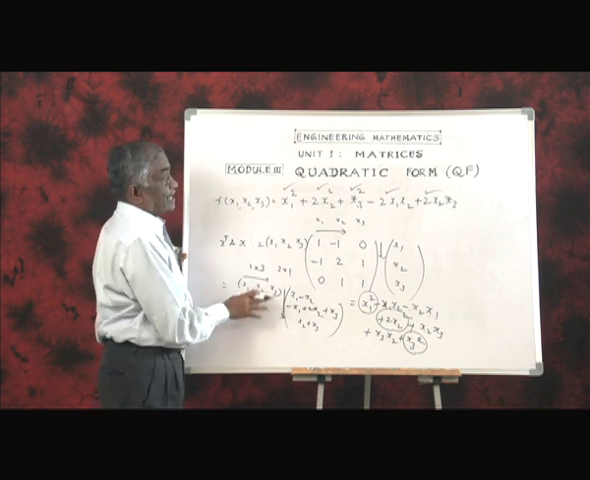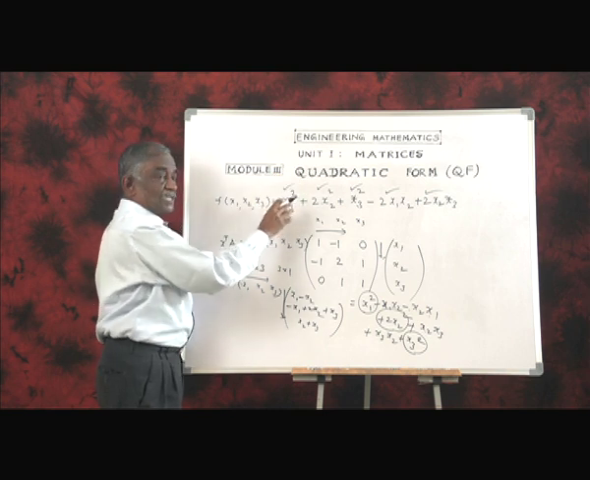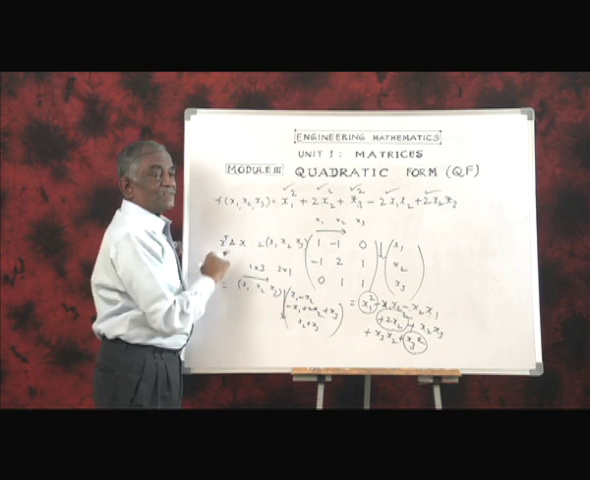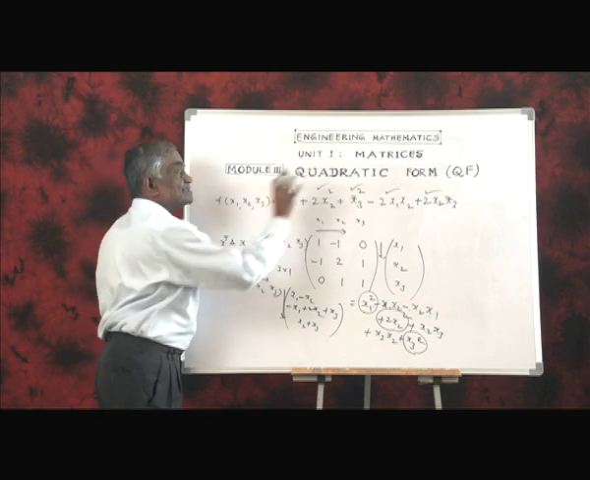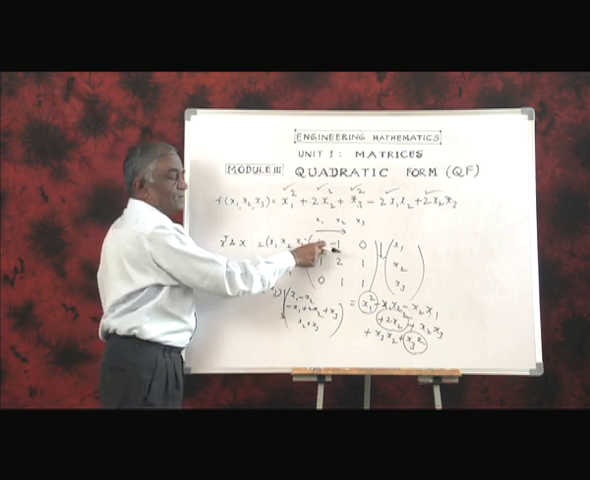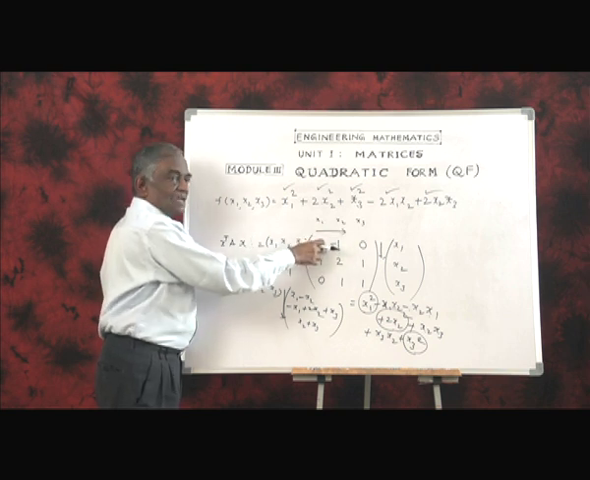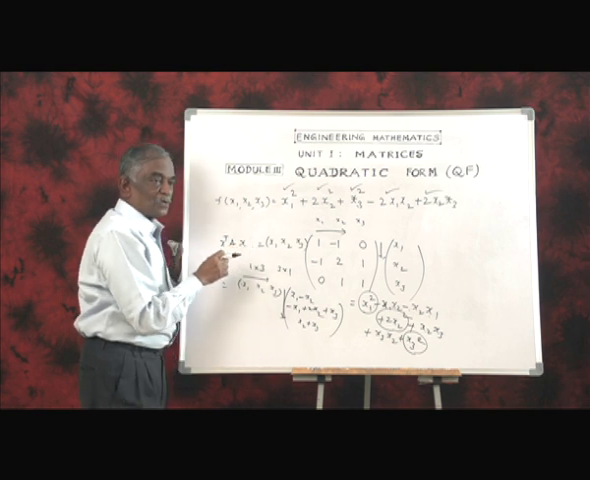Now, what is the application? We have to check whether this quadratic form is always positive or always negative, or whether it is positive for some values and negative for some values. For that, if you have cross terms, it is somewhat difficult. That is why, after writing the matrix of the quadratic form, we are going to find the eigenvalues and eigenvectors of this matrix. From that we can come to the conclusion.